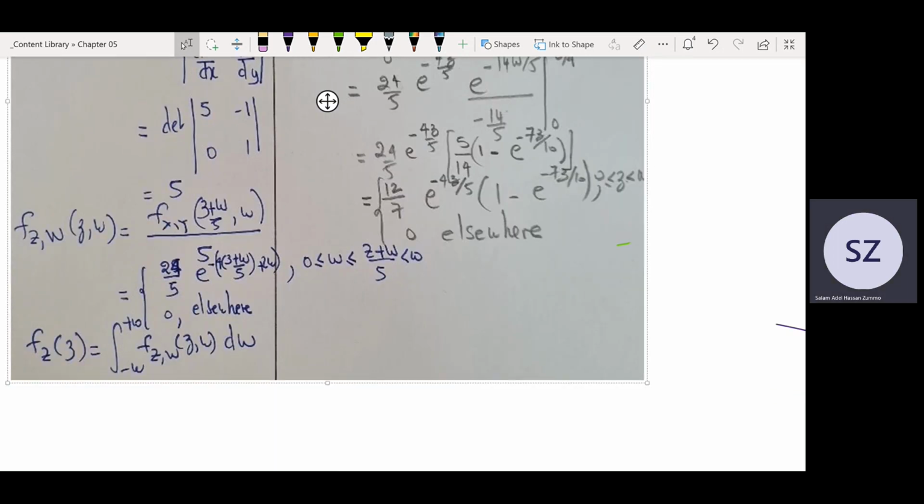It's the marginal. So I have two random variables. I have the joint PDF. In order to find the PDF of one of them, I need to integrate over the other from minus infinity to infinity. This is typically the marginal.